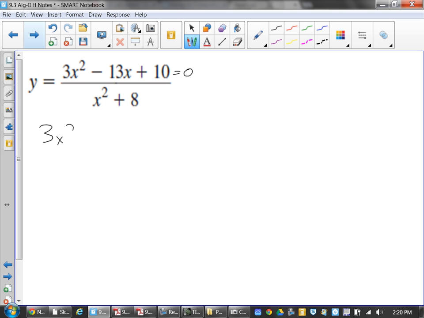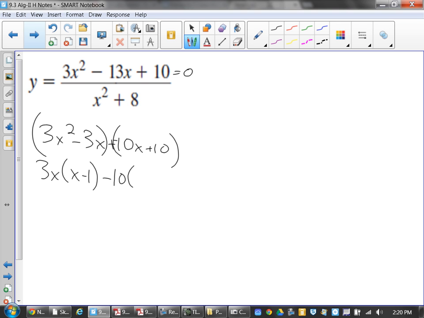So you get 3x squared minus 3x minus 10x plus 10. I'm going to factor that by grouping. Take out the 3x, get x minus 1. Take out the negative 10, x minus 1. Therefore, you wind up with zeros at 1 and 10/3.